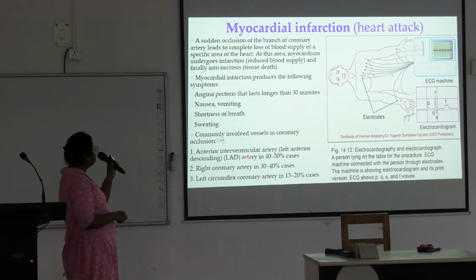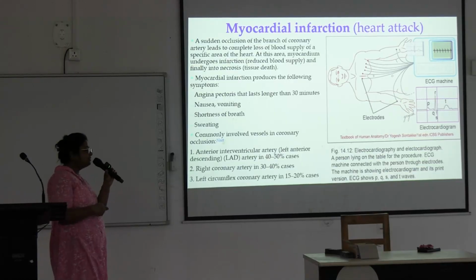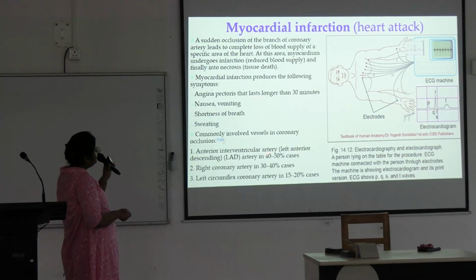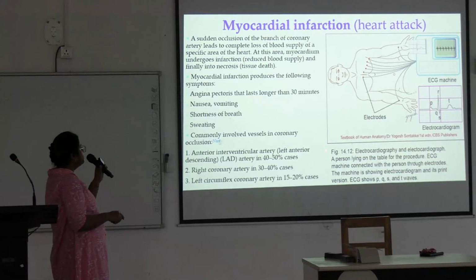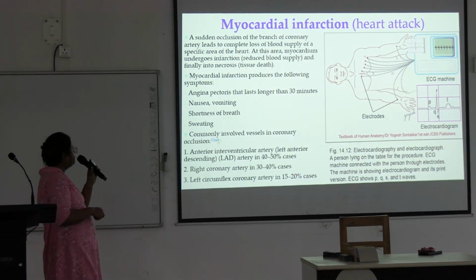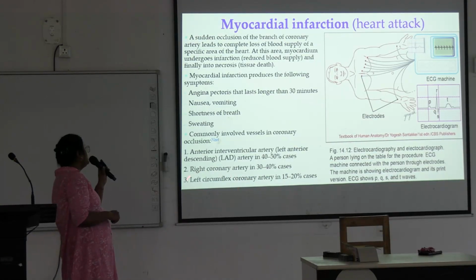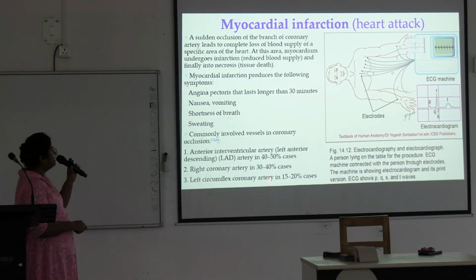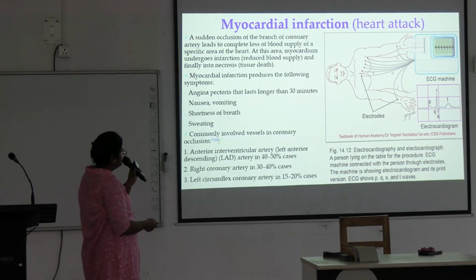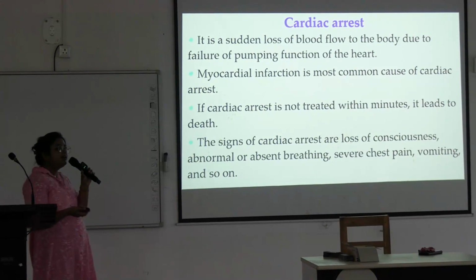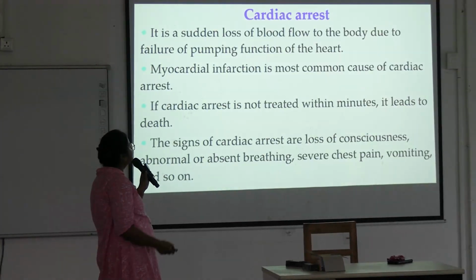The commonly involved vessels in coronary occlusion are these three, as we have seen in the picture. The anterior interventricular artery, left anterior descending, is most common in 40 to 50% of cases, the right coronary artery in 30 to 40% of cases, and the left circumflex coronary artery in 15 to 20% of cases. Okay. Next. So we have to detect it via coronary angiogram. Okay, next.